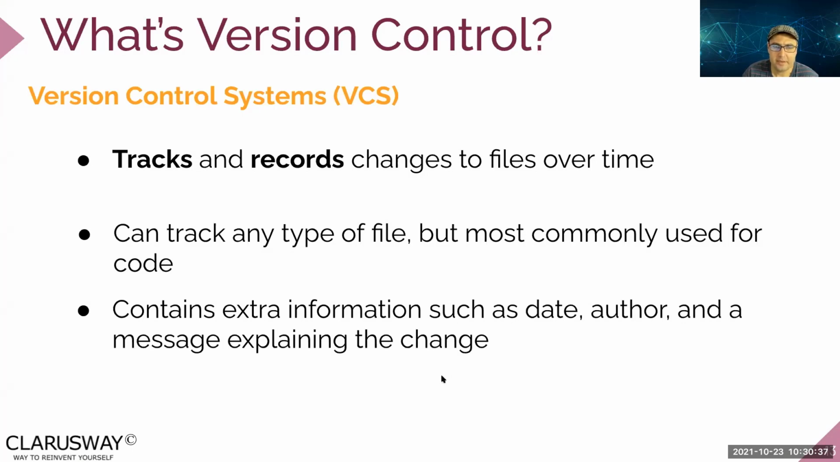All right. Again, a version control system tracks and records the changes to files over time. It can track any type of file, even images, but of course, most commonly code. It contains extra information such as date, author, and a message explaining the change, as I just explained at the beginning. So who changed it, that is the author; when it changed, that is the date; why it changed, that is a message explaining the change. So that's version controlling.